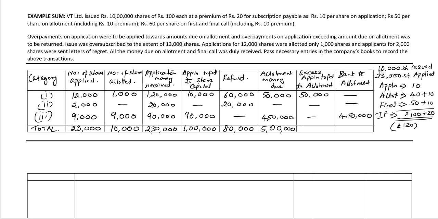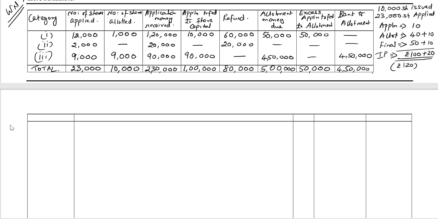Excess application transferred to allotment column total 50,000 rupees and bank to allotment column total 4,50,000 rupees. We finished the working note. Next, let's go ahead with the solution of passing the journal entries. Solution.